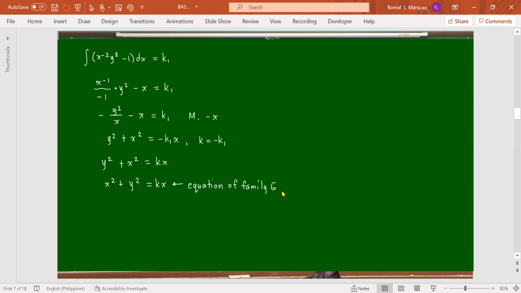Okay? The fourth one. Given y is equal to c e to the x. So find the family of curves orthogonal to this family.